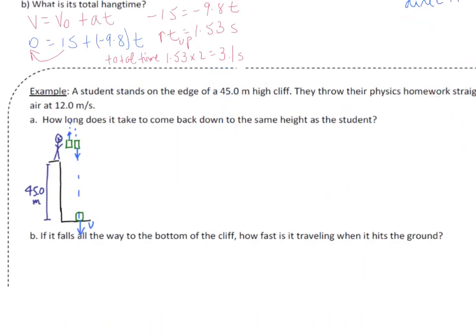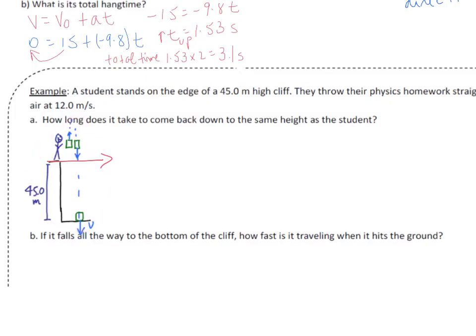Alright, let's look at the next question. A student stands on the edge of a 45-meter cliff. They throw their homework straight in the air at 12 meters per second. How long does it take to come back down to the same height as the student? So it goes up and then comes back down. We're trying to find how long it takes to get to that level, the same height as the student. How long does it take for it to come back down?